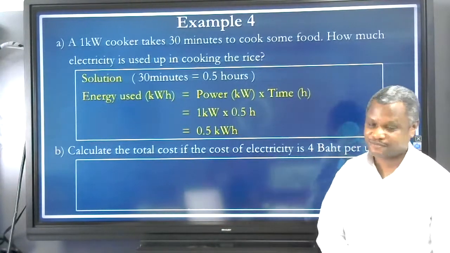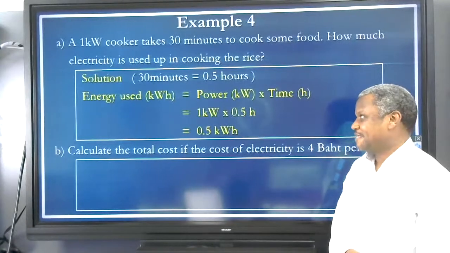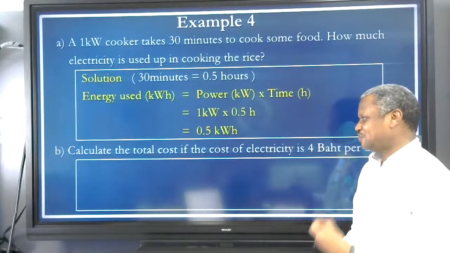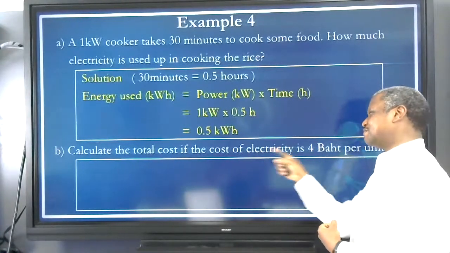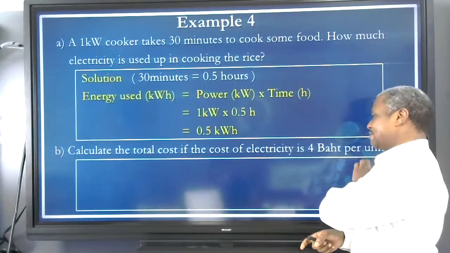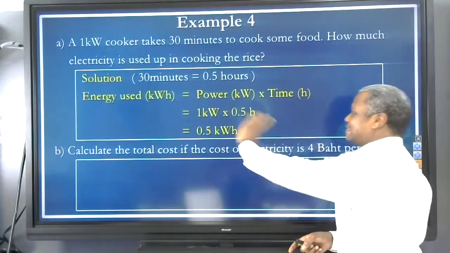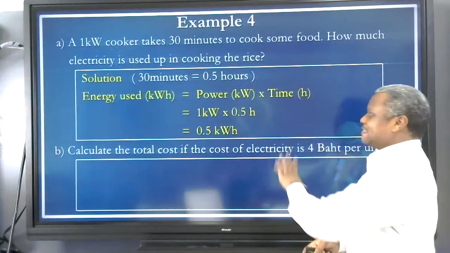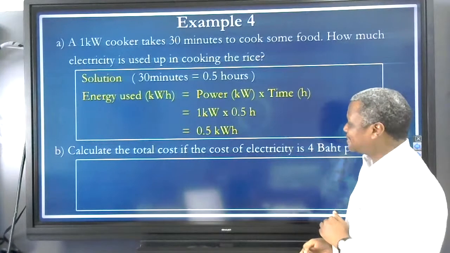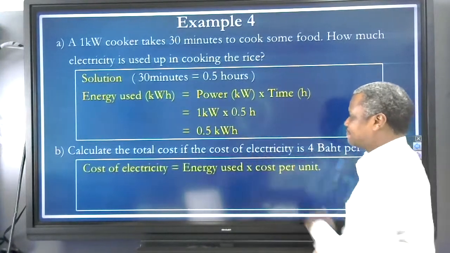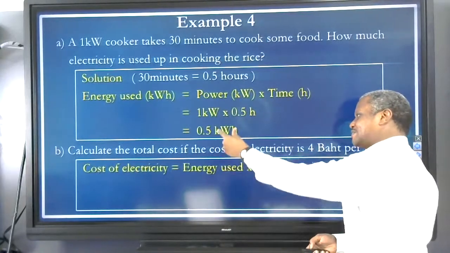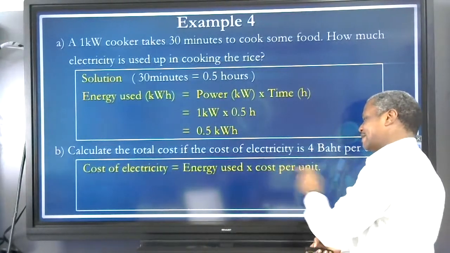0.5 kilowatt hour. Now the second question is this. Calculate the total cost if the cost of electricity is 4 bucks per unit, like 1 unit here is equal to 4 bucks. In our example, when you cook the rice, you found that you had 0.5 units.